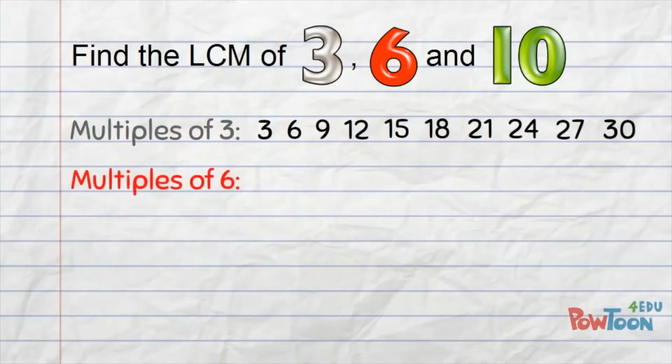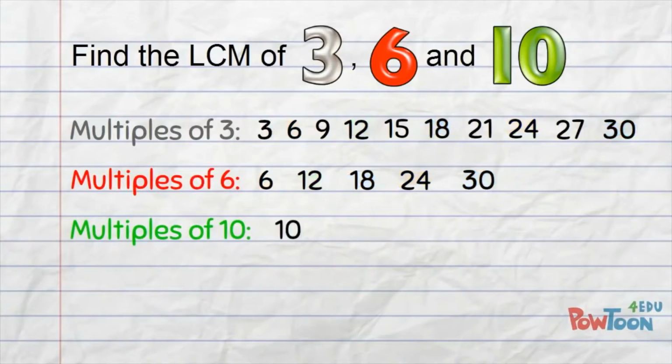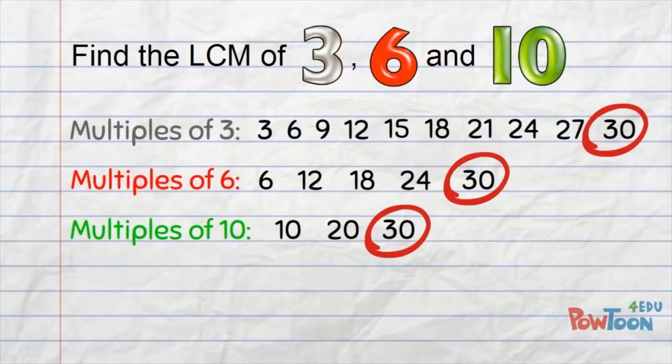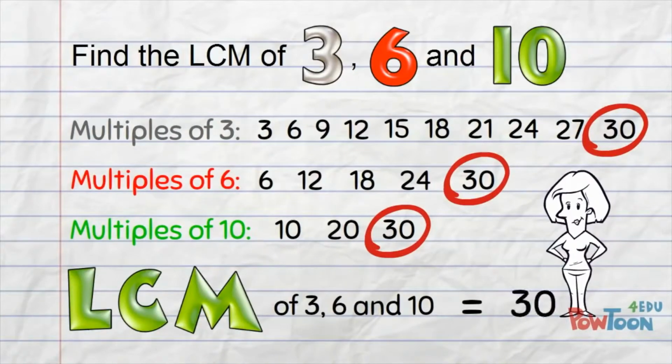And now I'll list multiples of 6. 6, 12, 18, 24, 30. Notice that every multiple of 6 is also in the list of multiples of 3. But we can't pick an LCM yet because we still haven't shown the multiples of 10. So let's do that now. 10, 20, 30. I can stop listing now because 30 is in all 3 sets of multiples. So it's the lowest multiple which is common to all. The LCM is 30.